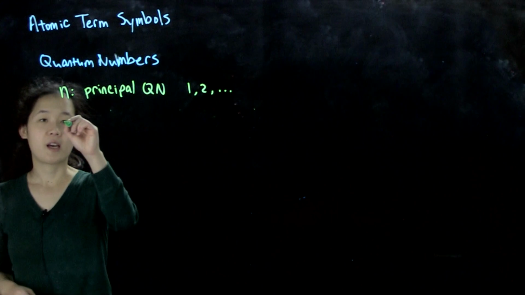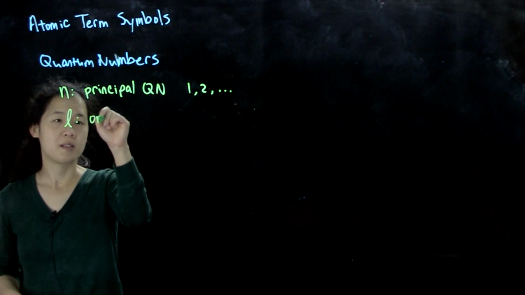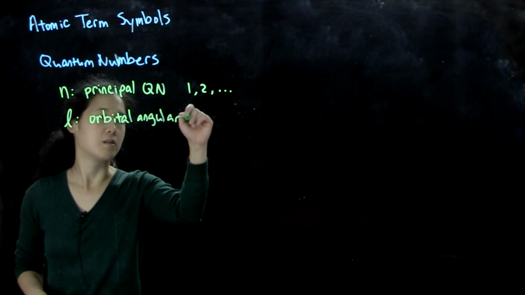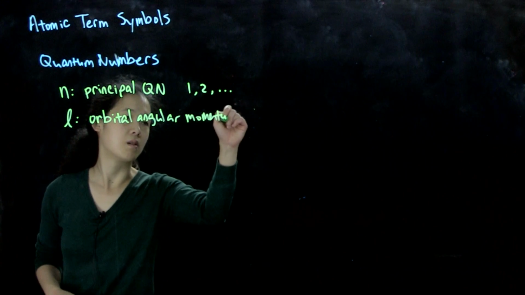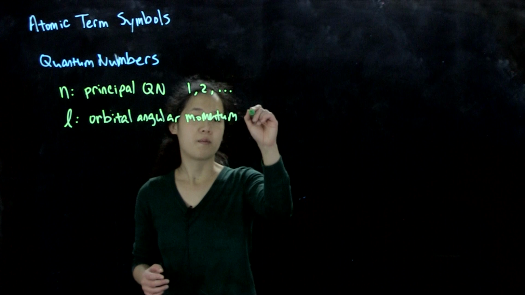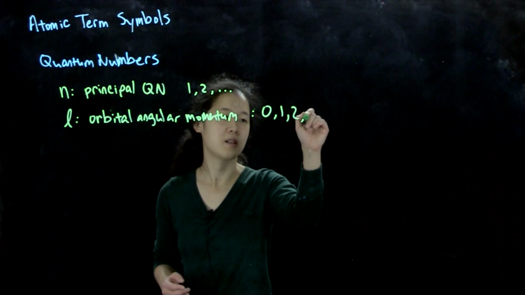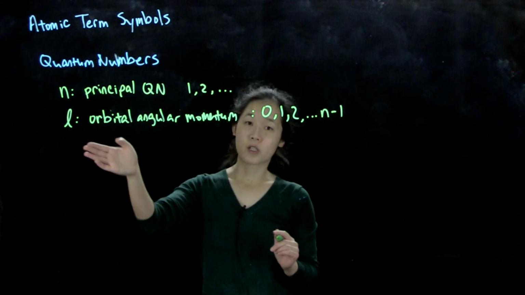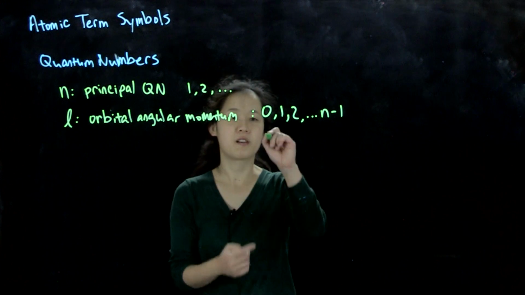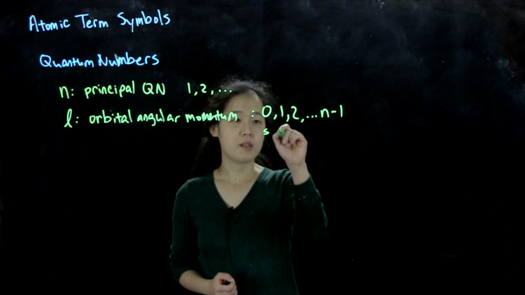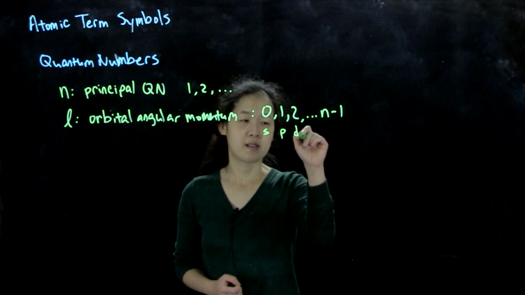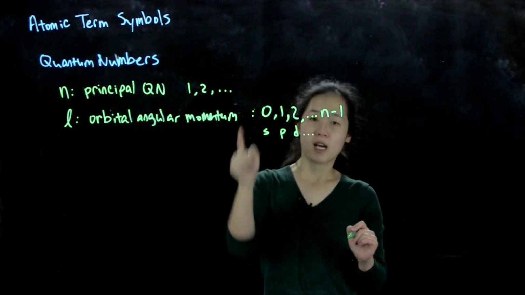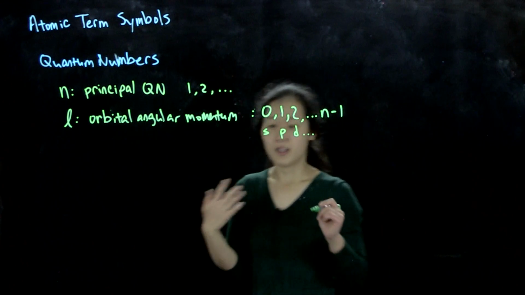Then of course we have L, our orbital angular momentum. And this goes from 0, 1, 2, all the way up to n minus 1. Remember that this corresponds to what type of orbital we have. 0 is our s orbital, 1 is our p orbital, 2 is our d orbital, et cetera. So we have 1s, and then for n equals 2, we have 2s and then 2p, et cetera.